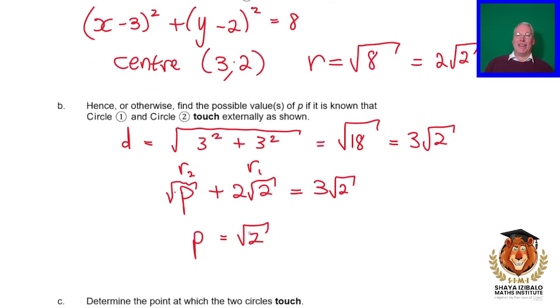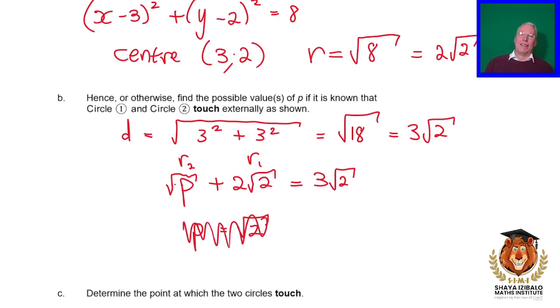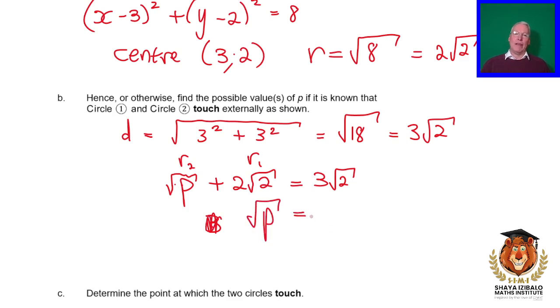Sorry, guys, messing this up. That's what we've got. If we subtract 2 root 2 from both sides, we get root P equals root 2. So in fact, P equals 2.